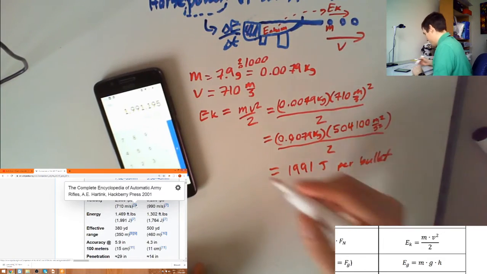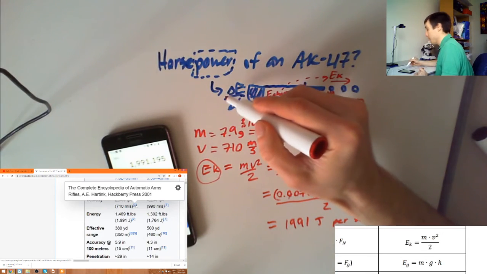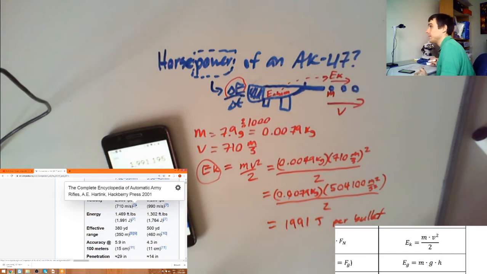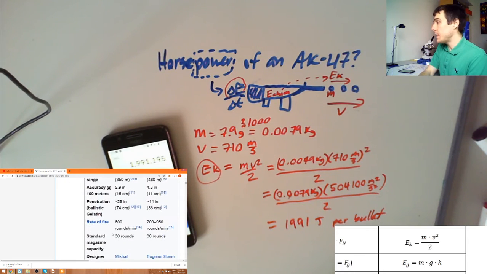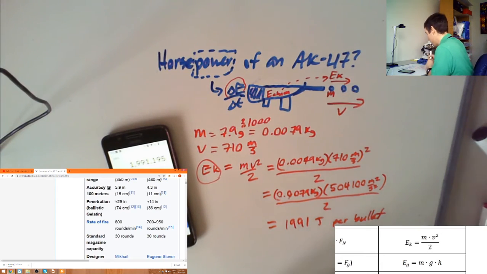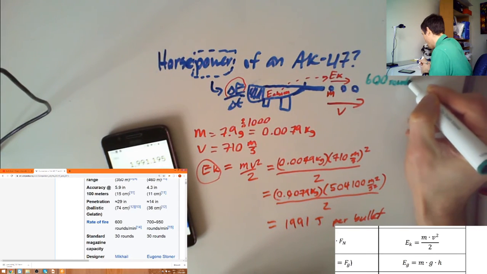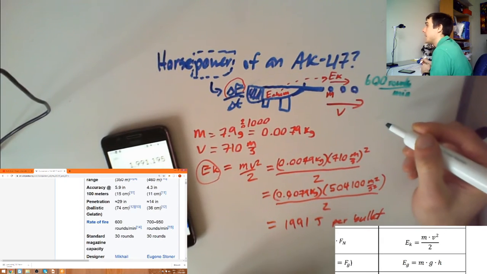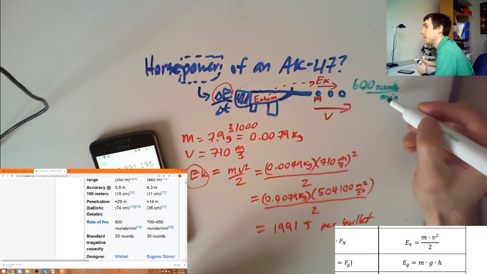Right, so that's the energy piece. We figured out the energy piece in our equation. Next up, the time. We have to figure out how much time this takes. Well, again, Wikipedia has handily told us the rate of fire in rounds per minute. So 600 rounds per minute. But we want joules per second, right? Power is joules per second, so we should probably figure out how many rounds per second.